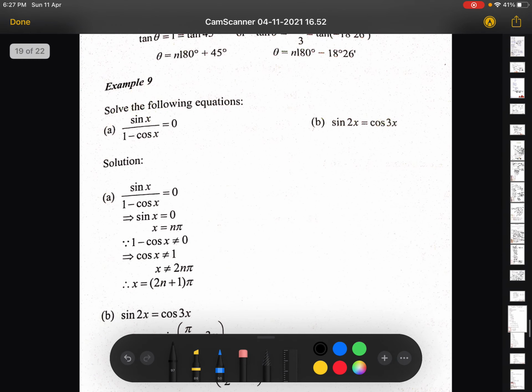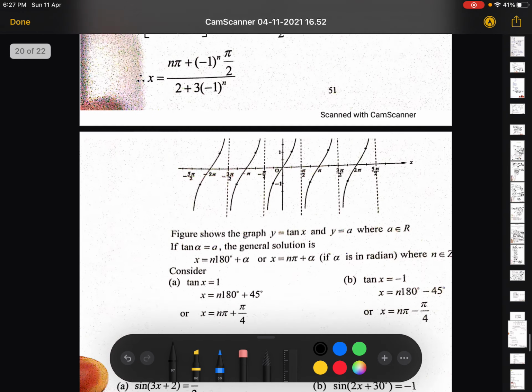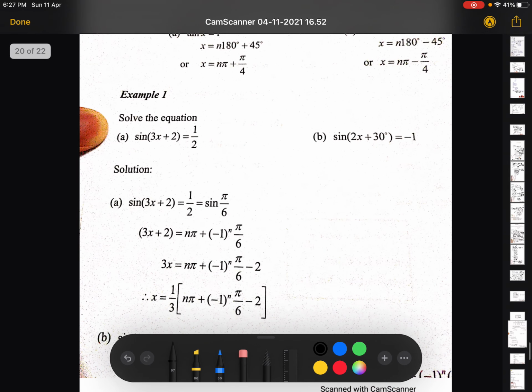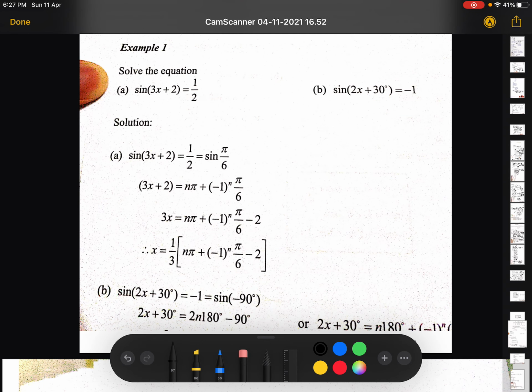Okay, so I'll get to this last because this is a special thing. But for the normal one, sine(3x + 2) equals 1 over 2. So my teacher would like to try and let alpha equal... let sine alpha equal 1 over 2. So alpha equals sine inverse of 1 over 2, which is equal to 30 degrees.